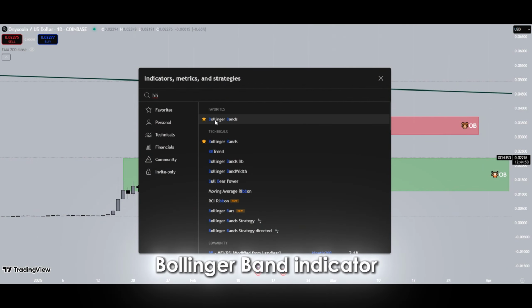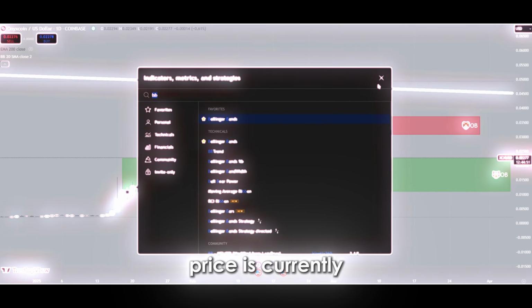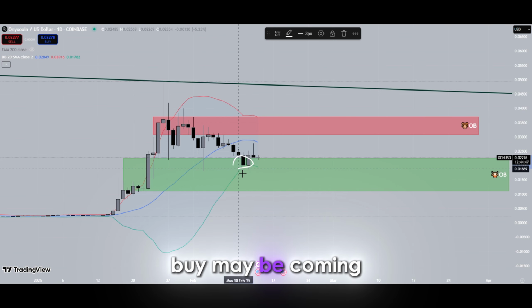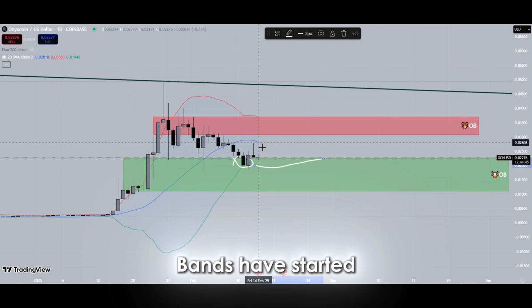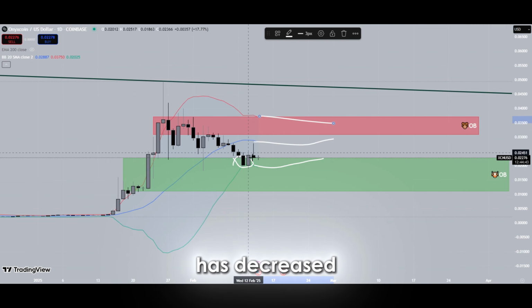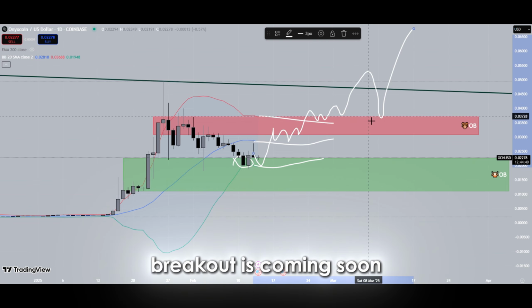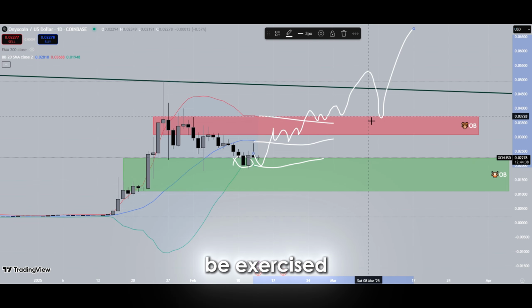Looking at the Bollinger Band indicator, we see that price is currently touching the lower band. This can often be a sign that a reaction buy may be coming. Also, the Bollinger Bands have started to narrow, meaning that volatility has decreased. A tightening of the bands usually indicates that a strong breakout is coming soon, so caution should be exercised.